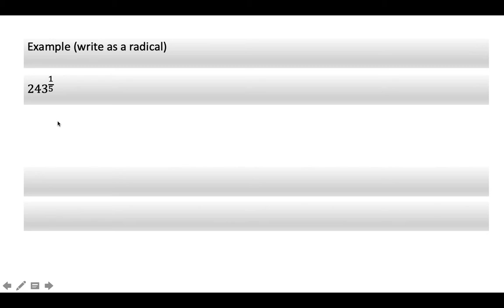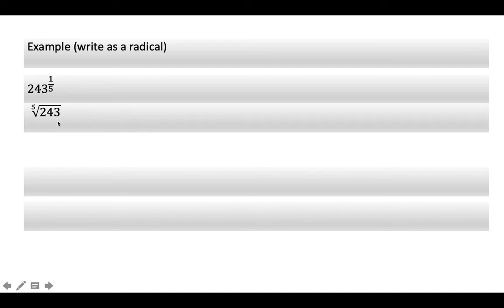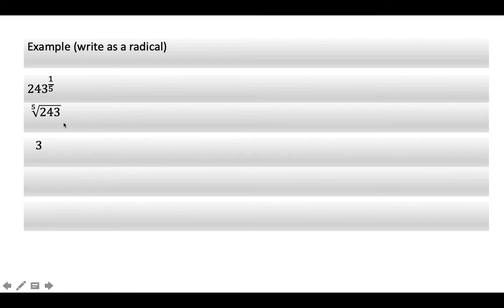So we're going to write another one as a radical. It's 243 to the power of 1/5. So I'm going to write it as a radical, and what we can see is this is the fifth root of 243. Notice again that the number in the denominator of my exponent now becomes my index. I'm hoping that some number multiplied by itself 5 times is 243. It's 3.